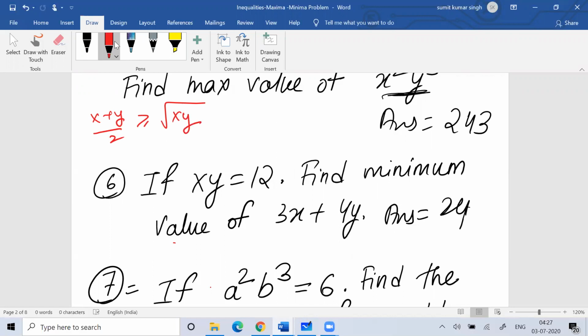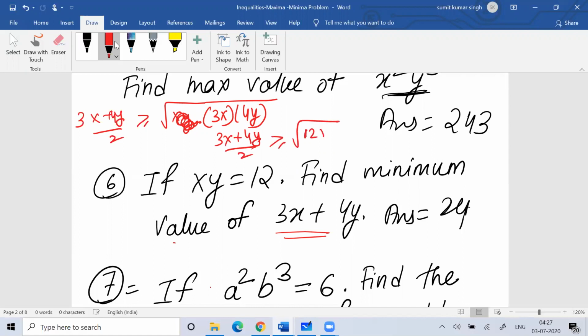But you want 3x plus 4y, no? So what can I do for that part? Let me write 3x plus 4y by 2, that is nothing but, the product is here, you can write 3x into 4y. What is wrong in that? So 3x plus 4y by 2 is greater than or equal to root of 12xy. xy is 12, and 12 into 12, the square root is 12. So the answer for this would be 12 into 2, that is 24. Simple.